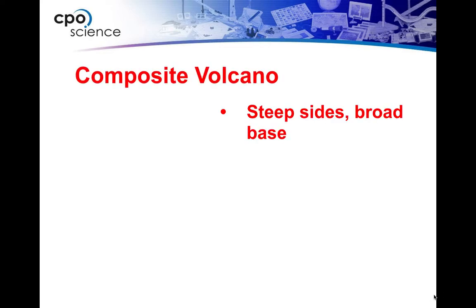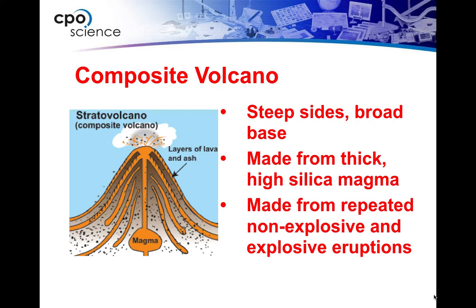Composite volcanoes, when we look at the word composite, composite means coming from different parts, right? So a composite volcano, these are actually the ones when we look at them, you're like, that's a volcano. These guys have steep sides, but they also have a broad base to them. They're made from thick, high silica magma, and they're actually also made from repeated non-explosive and explosive eruptions. So it's two different types of eruptions going back and forth. Explosive, non-explosive, explosive, non-explosive. And that's where the word composite comes from, coming from the two different parts.